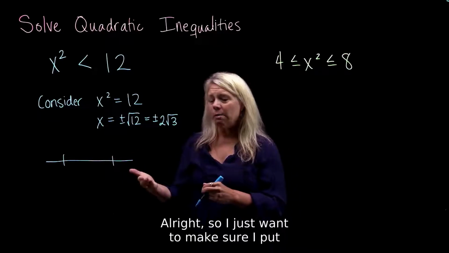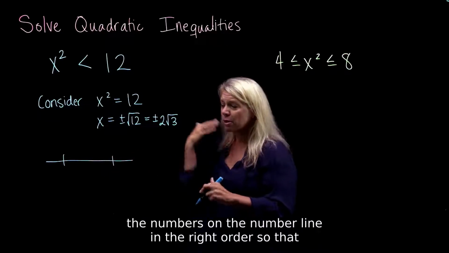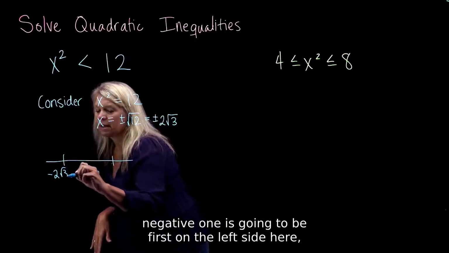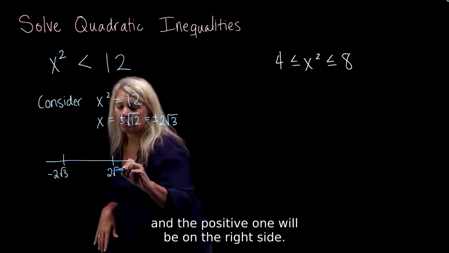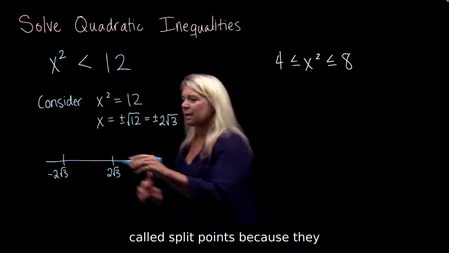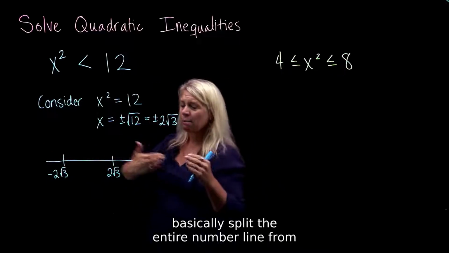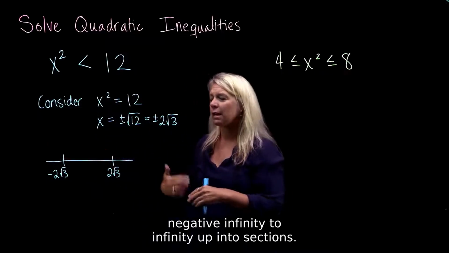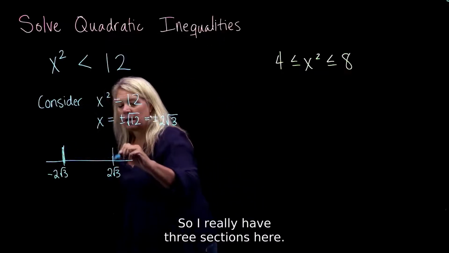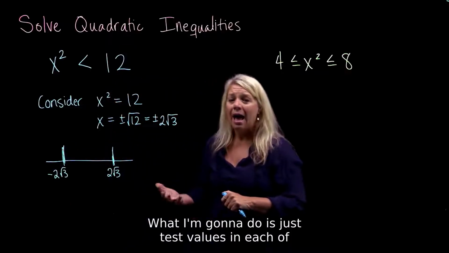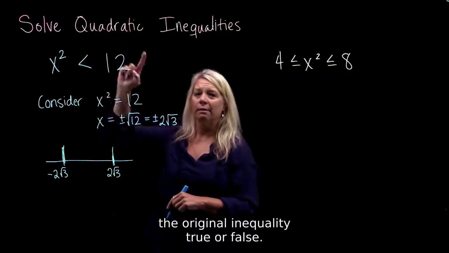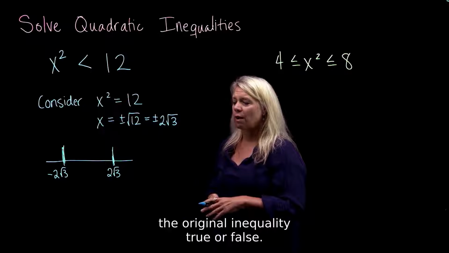All right, so I just want to make sure I put the numbers on the number line in the right order. So the negative one is going to be first on the left side here, and the positive one will be on the right side. And I mentioned that these are called split points because they basically split the entire number line from negative infinity to infinity up into sections. So I really have 3 sections here. And what I'm going to do is just test values in each of those 3 sections to see if it makes the original inequality true or false.